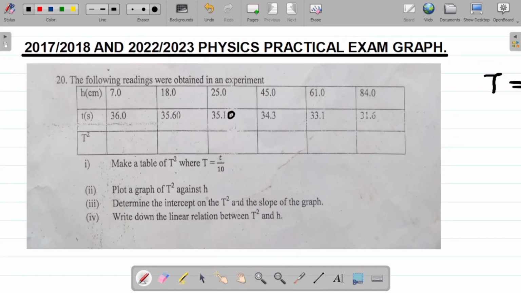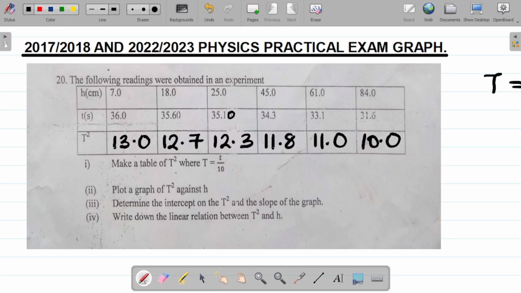So for t squared, the first one I had there was 13.0. Next up was 12.7. So I had 12.7. Next up was 12.3. So I had 12.3. Next up was 11.8. So I had 11.8. Next up was 11. So I had 11.0. And finally, the last one there was 10. So I had 10.0. All right, I've expressed the value of t squared all in one decimal place.